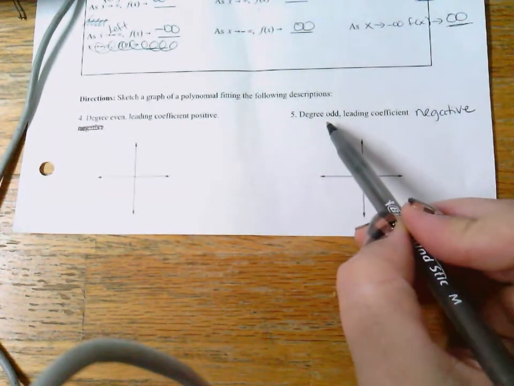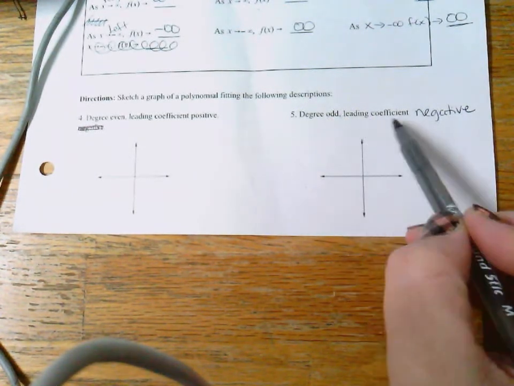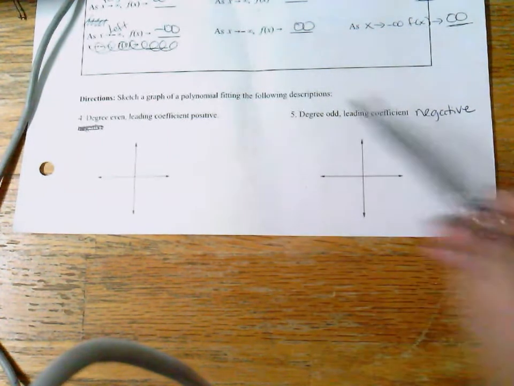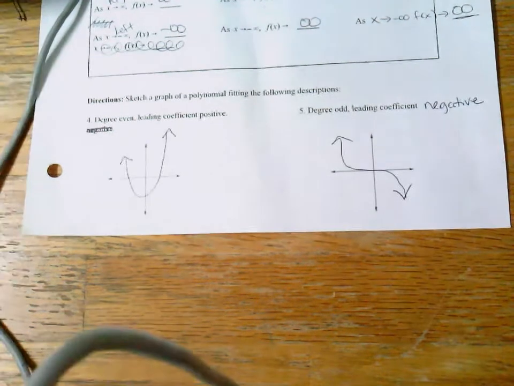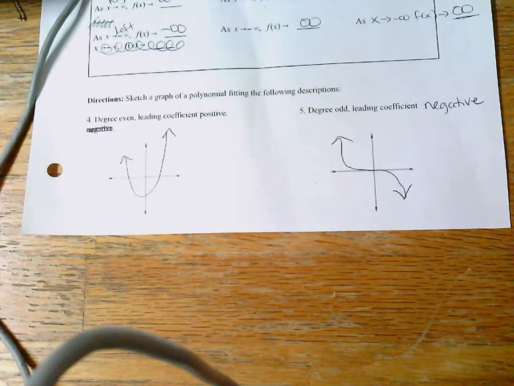So then this one's going to be an odd degree and the leading coefficient is negative. So pause the video for a minute and I'm going to draw some examples you can look at. So pause the video, please. So here's what I drew. Doesn't mean yours is wrong.